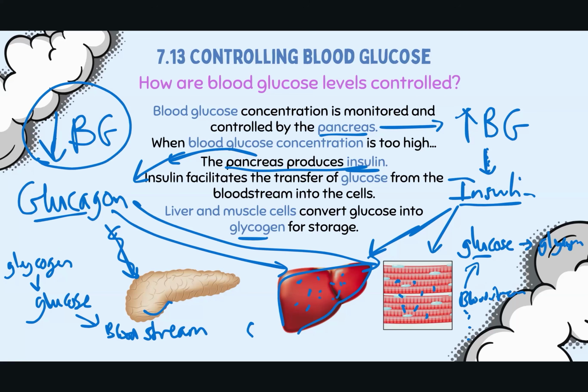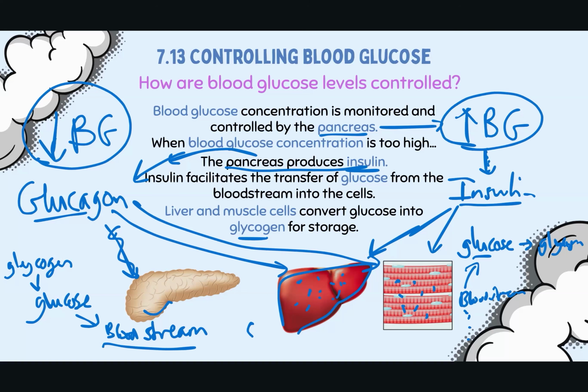Glucagon is picked up, there's receptors in the liver and the muscles that attach to glucagon. The liver and the muscles start converting glycogen back into glucose. Glucose then goes into the bloodstream and the blood glucose levels increase. So we're back to here again.